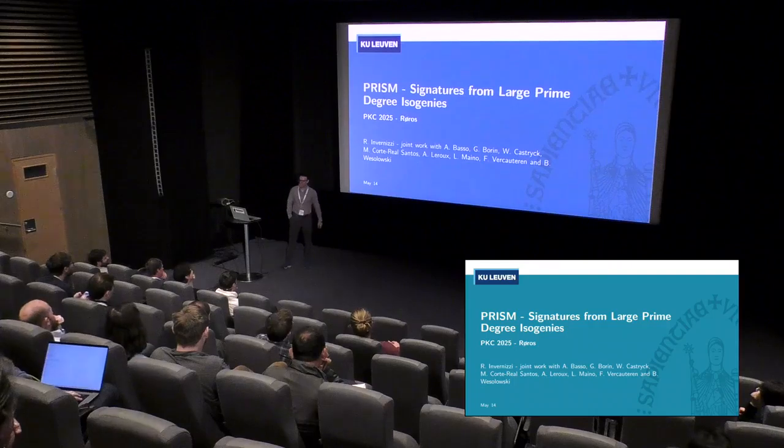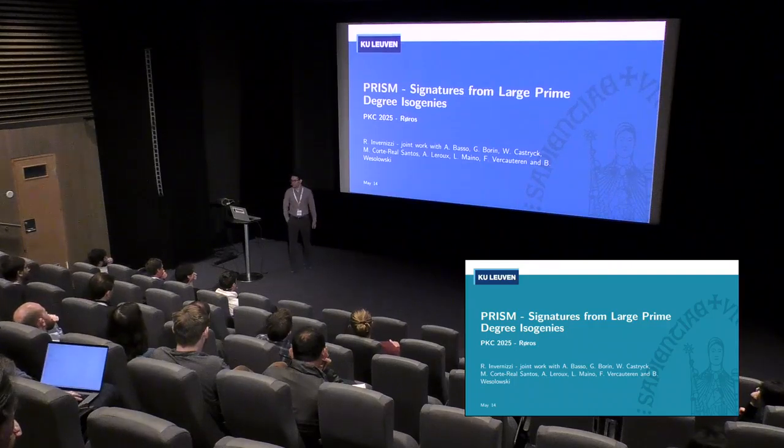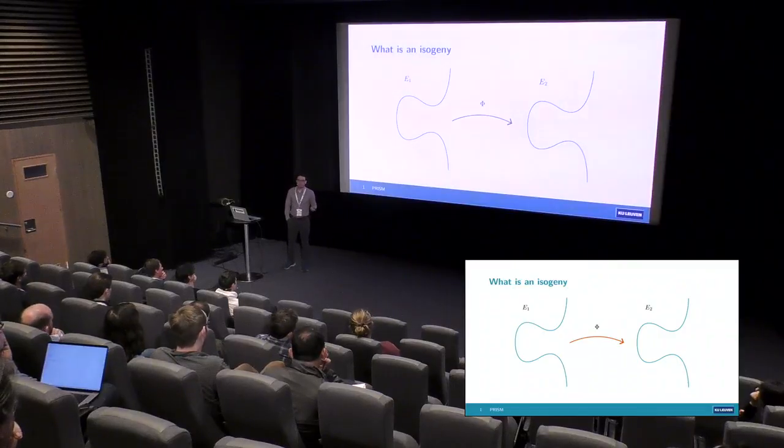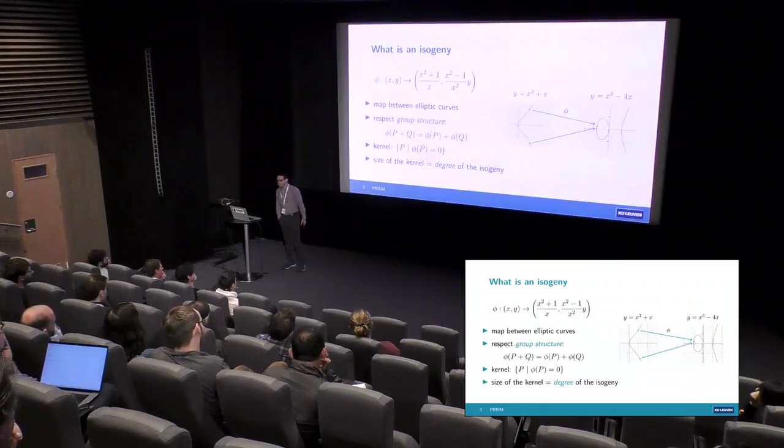As you mentioned, I will talk about how to create a signature scheme from large prime degree isogenies. But let's start from the beginning. What is an isogeny? So Miha already introduced a bit the concept. Essentially, an isogeny is just a map between two elliptic curves. But the catch here is that we're not really okay with any map. So we want this map to have a few properties.